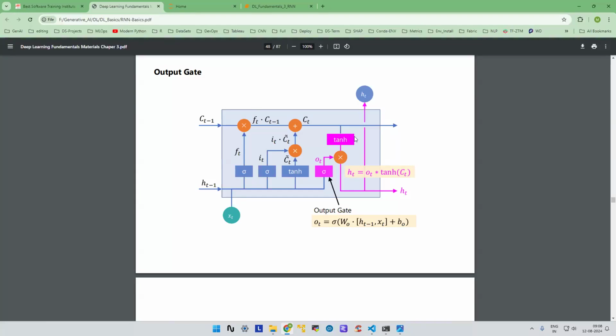Basically, every cell state is going to yield out CT minus 1 and HT minus 1. In this case, it is HT and this is going to be CT. This CT is going to be forwarded to the next cell, the next block, and HT is going to be forwarded to the next block. This is going to be the final hidden state.